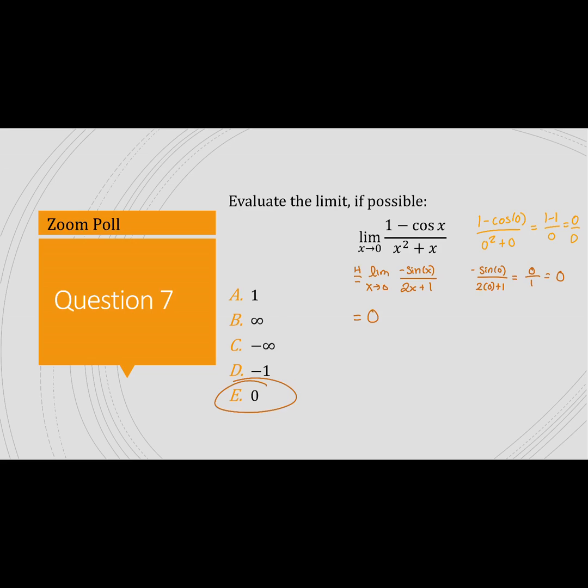So we took the derivative of the top and the bottom. We got negative sine of x over 2x plus 1. Then we plugged in 0 again to see what happens. Do we need to use L'Hopital's rule again, or do we get a number? We got a number, we got 0, and so that's what our limit was.